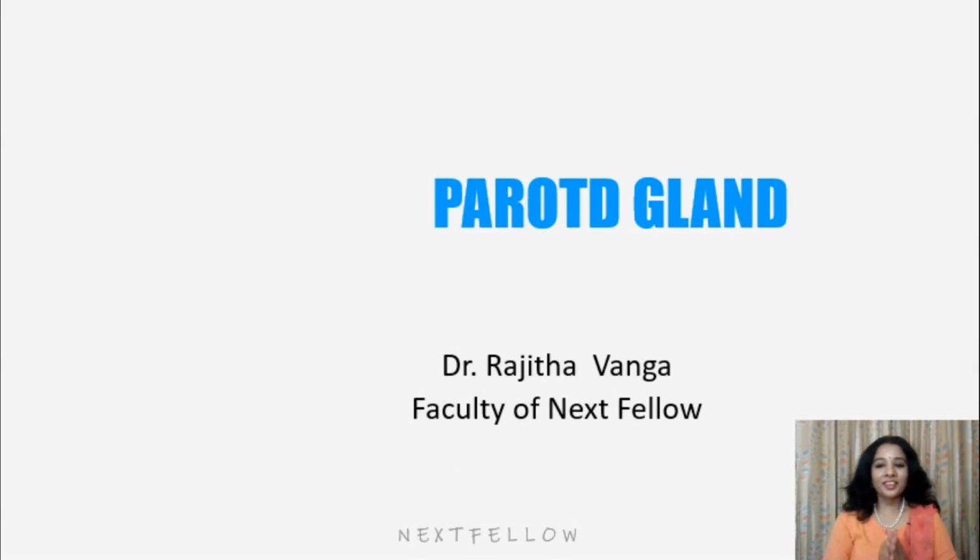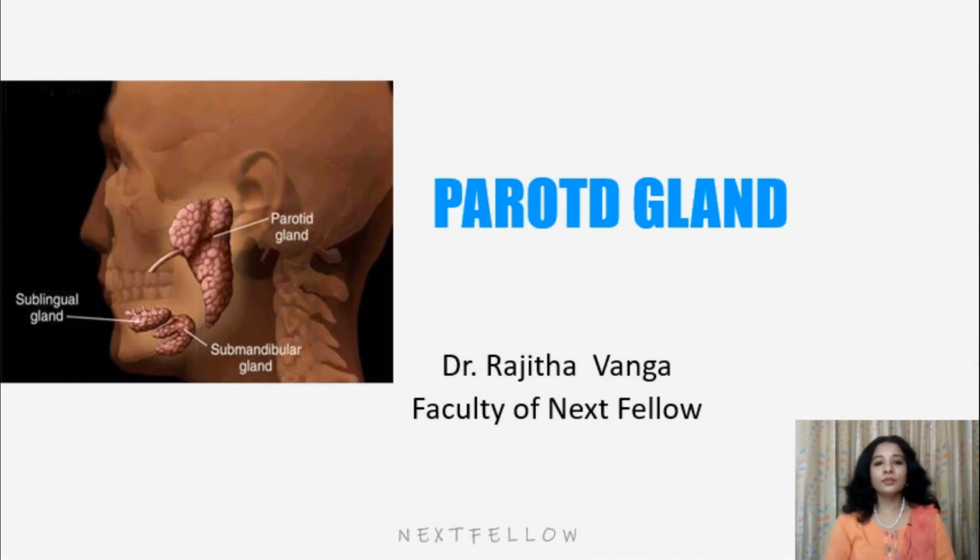So today's topic is on the largest paired salivary gland, that is the parotid gland. There are three paired major salivary glands. We know the largest one is the parotid gland, which is located in the parotid region, which is inverted pyramidal in shape. And apart from parotid, we have the submandibular salivary gland and the sublingual salivary glands. So these are the three paired major salivary glands.